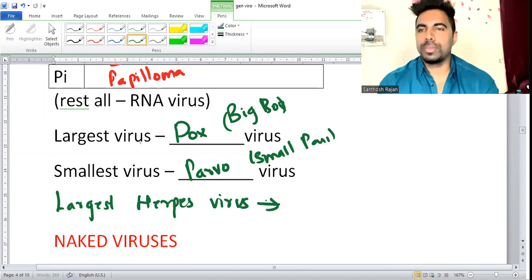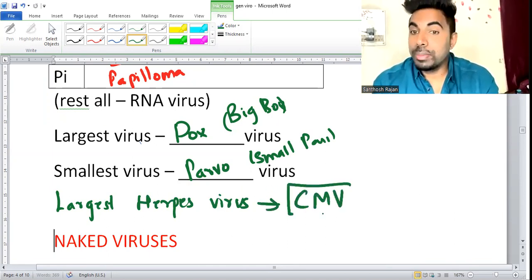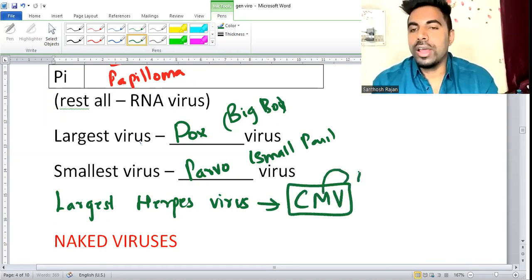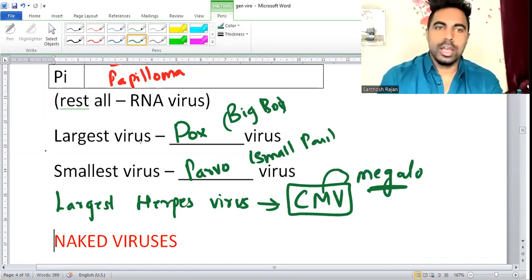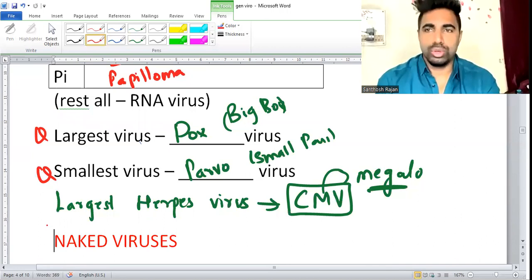What is the largest herpes virus? Can you guess? CMV, exactly. Among herpes viruses, I'm talking only about herpes. M for megalo, so that's what it is: big. That question might be asked, but definitely you have to know the largest and smallest virus. I'm sure you already know.